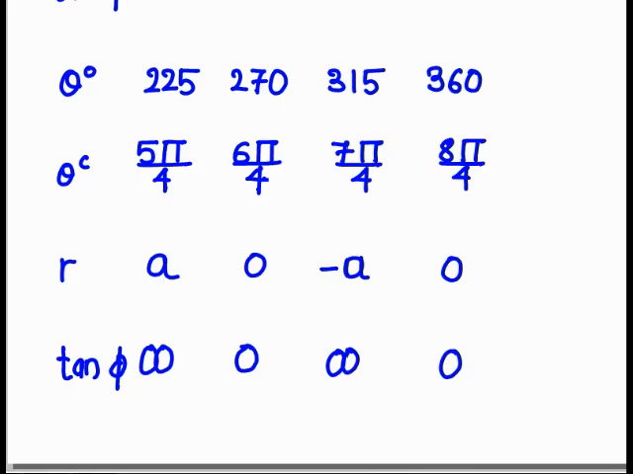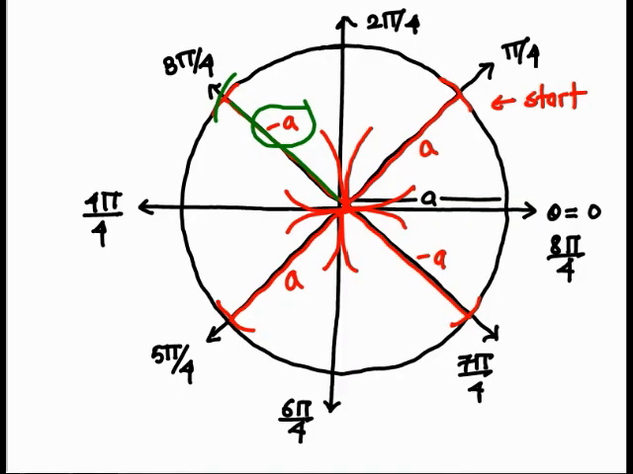At 8π/4, that is for 0 or 360 degrees, the radius value is 0 and tan φ value is 0. So the behavior of the curve is like this.